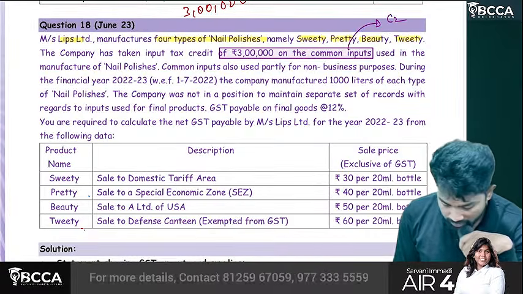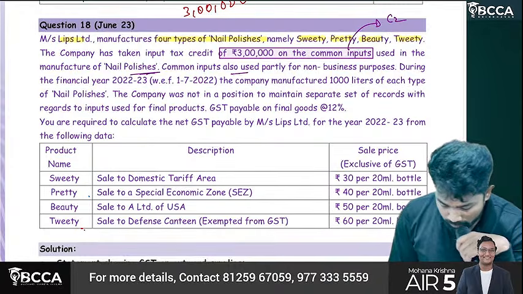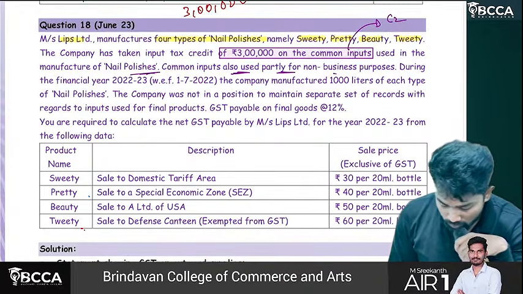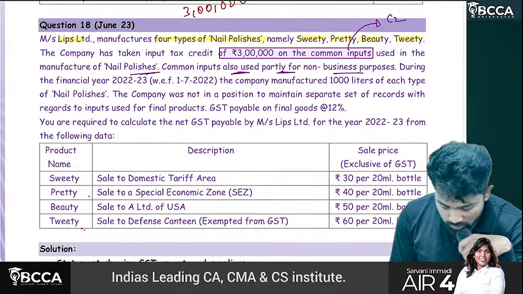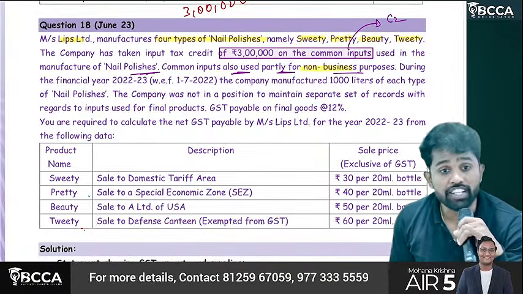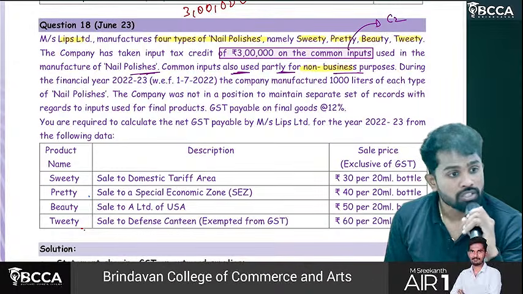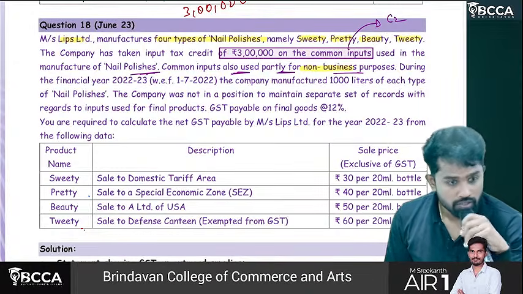Used in the manufacture of nail polishes. Common inputs are also used partly for non-business purpose also. Sir, we are not sure whether it is used for exempted or not. As of now, we know it is used for taxable and non-business.